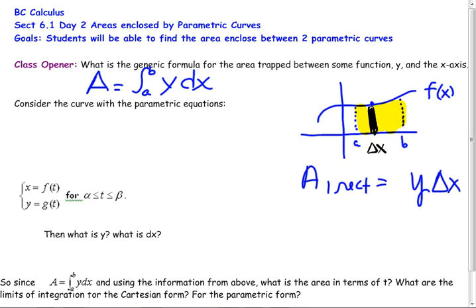And there are 3 problems. So yes, I'm going to collect this assignment tomorrow. You should be able to get it done in class today.